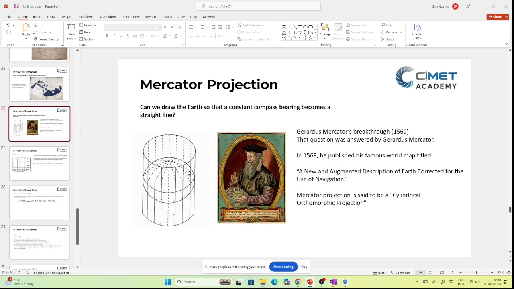The Mercator projection is said to be a cylindrical orthomorphic projection. What does it mean? You can see the cylinder, right? When you project the earth onto the cylinder, assume you have a light bulb in the center of the earth, and you switch on the light bulb, and you will see the meridians getting projected onto the cylinder. In the actual earth, the meridians converge at the poles and meet each other.